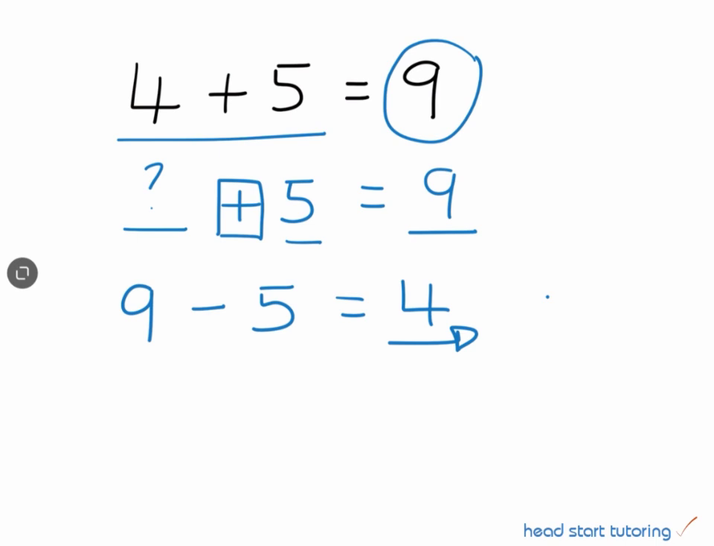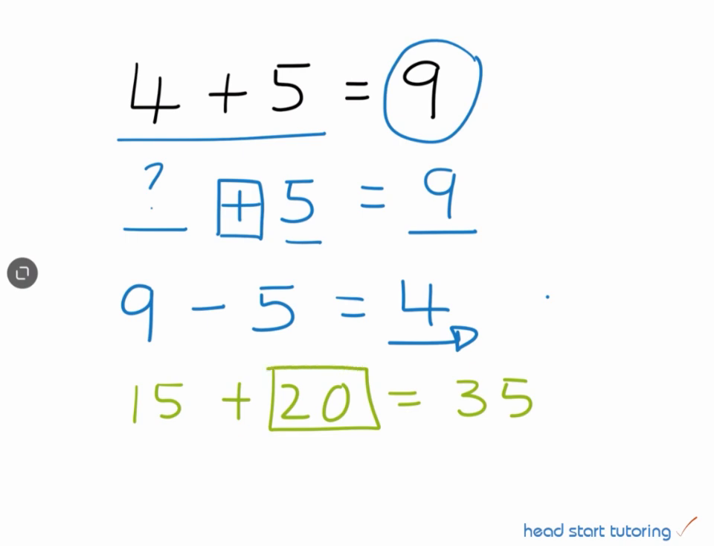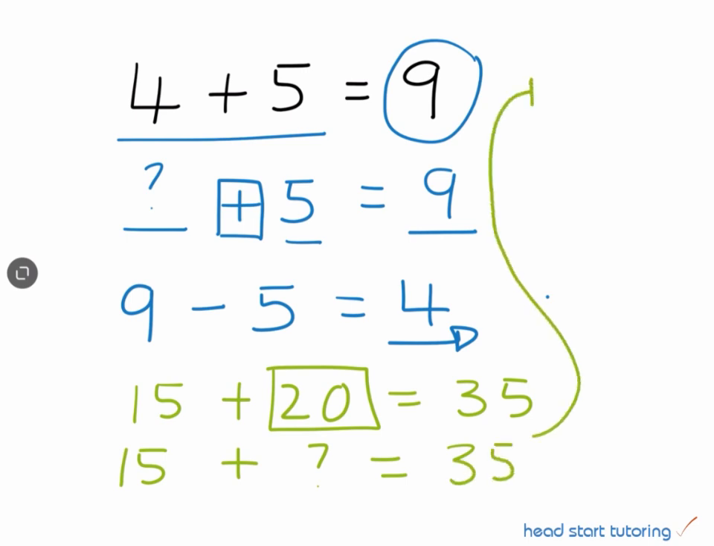So in another example, if I've got 15 plus 20 equals 35, and I wasn't given this 20, so if it said 15 plus what gives me 35, all you need to do is say 35, your answer, minus whichever one you've been given, 15, and that would give you an answer of 20.